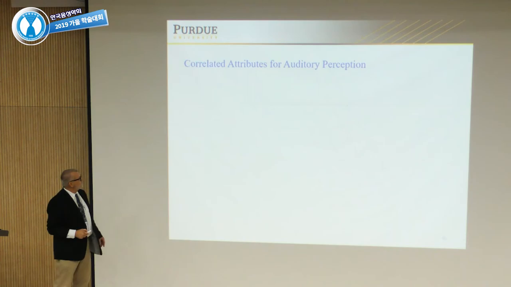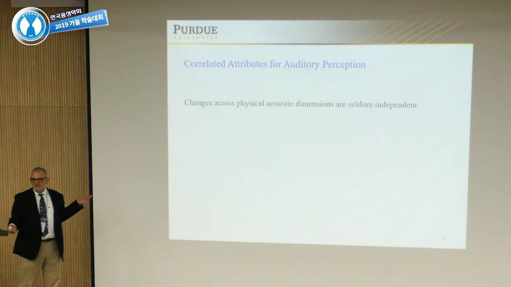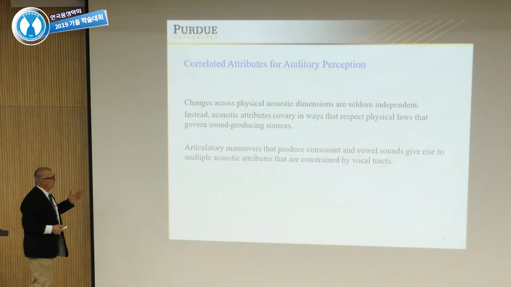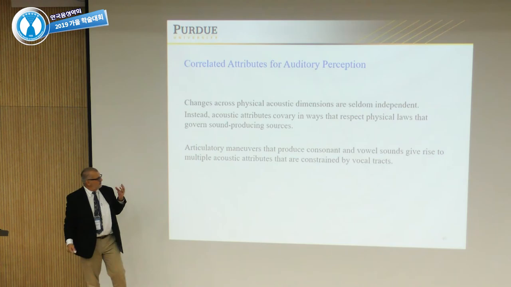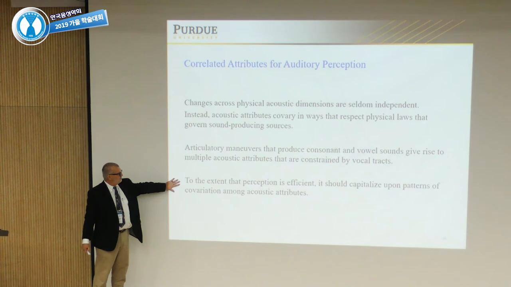So this should work for speech, right? Changes across physical acoustic dimensions are seldom independent. Instead, they're structured to covary in ways that respect the physical laws that govern all sound-producing sources. So for example, articulatory maneuvers that produce consonant and vowel sounds give rise to multiple acoustic attributes that are constrained by vocal tracts. And my claim is that to the extent that perception is efficient, it should capitalize upon these patterns of covariance.